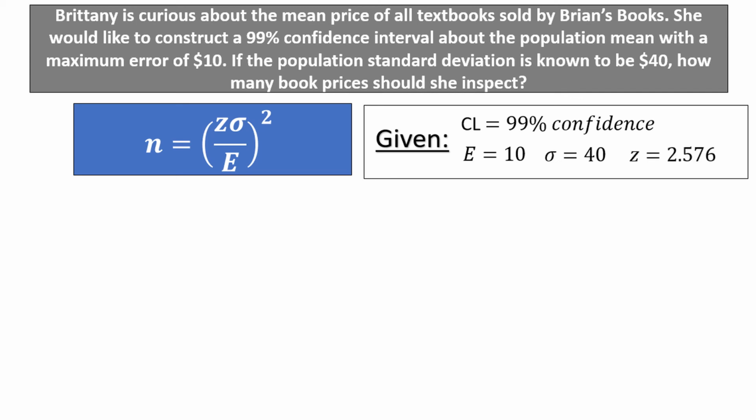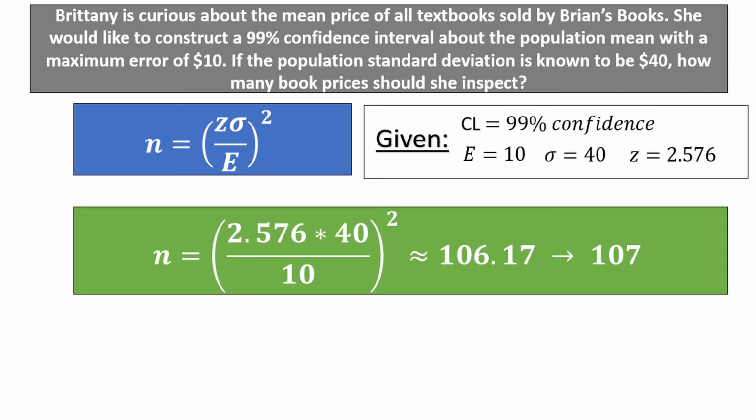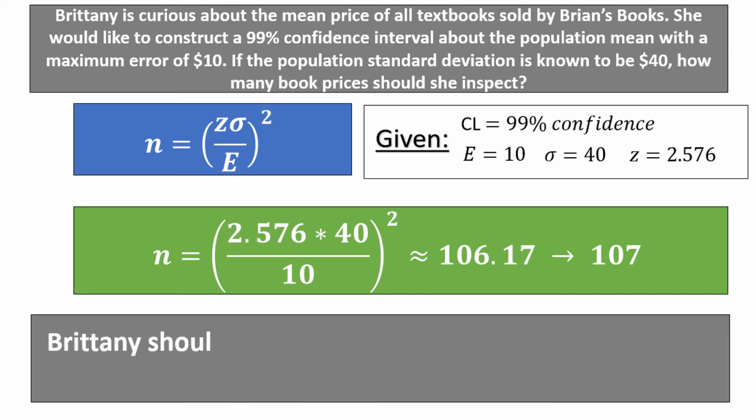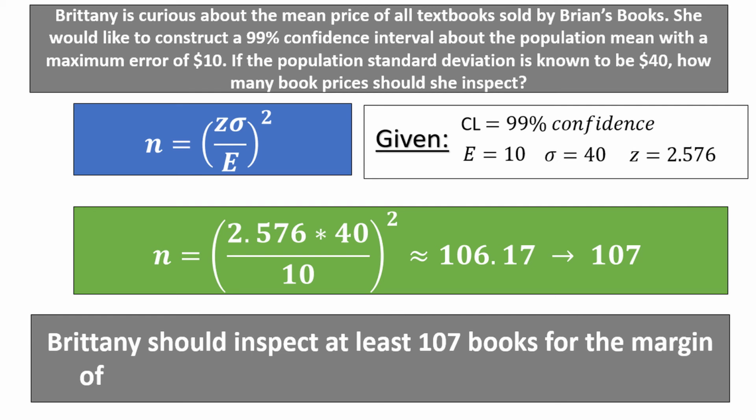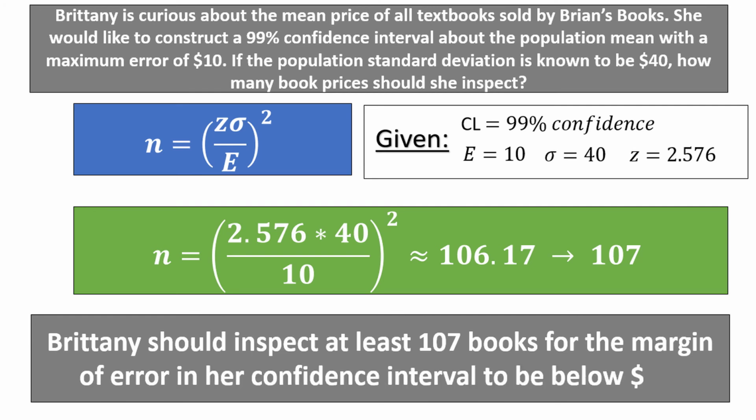Plugging into the formula, we have n equals 2.576 times 40 divided by 10, all squared. When you do the math, you get about 106.17. Now, since you can't sample a partial textbook, we need to round this value. But the key is to always round the answer up, unless it's a whole number. This ensures that we are within the specified margin of error. So rounding up, we get 107. Brittany should inspect at least 107 books for the margin of error in her confidence interval to be below $10.